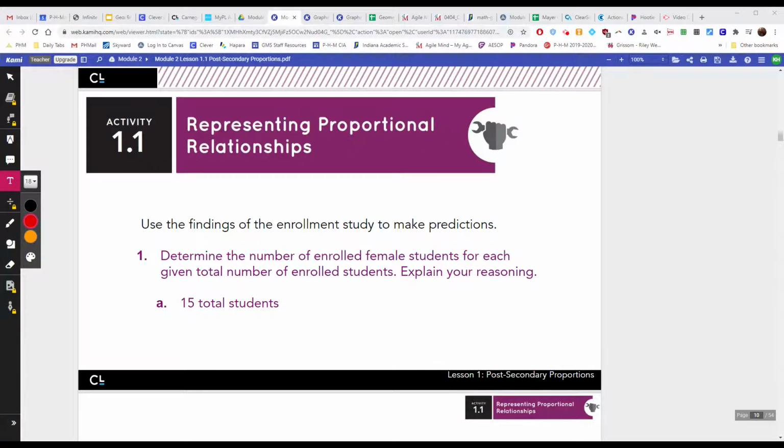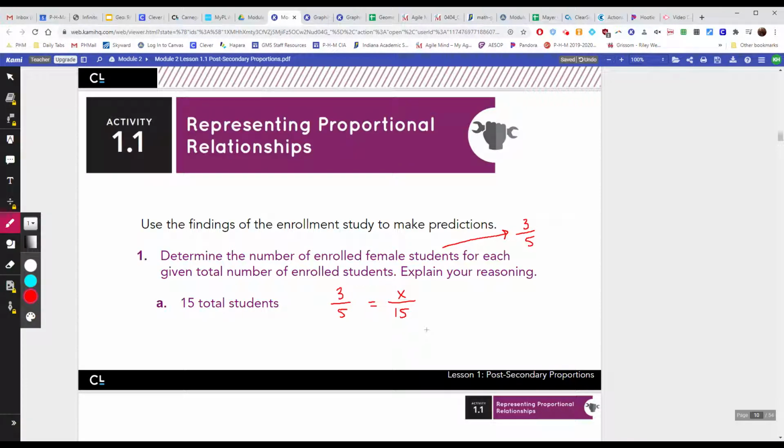So part A, they're saying there are 15 total students. We want to know how many female students there are. Now, keep in mind that the number of enrolled female students from the previous page was 3 to 5. So this is the ratio of female to total. If there are 15 total, what we need to do is create equivalent ratios with 3 female to 5 total students. We know there are 15 total students. We need to figure out this number right here. So that means we have a proportion.